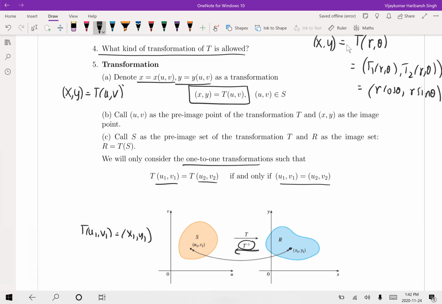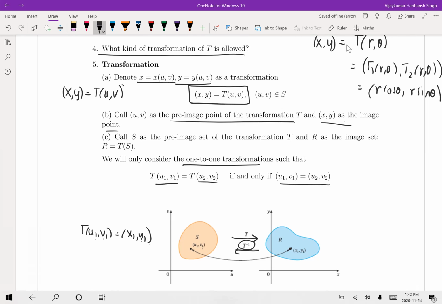Okay. So in this case, if you have such a map, if you call this T, then u1, v1 is called the pre-image of the transformation, and x, y is called the image of the point, right? So the image of u1, v1 is x1, y1, and the pre-image of x1, y1 is u1, v1.